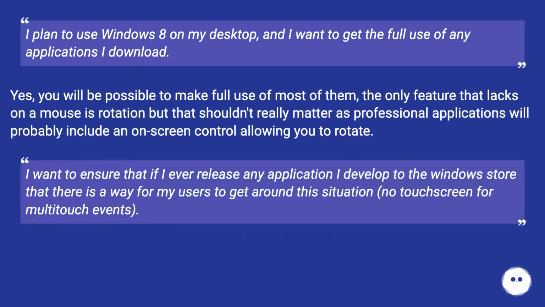I plan to use Windows 8 on my desktop, and I want to get the full use of any applications I download. Yes, it will be possible to make full use of most of them. The only feature that lacks on a mouse is rotation, but that shouldn't really matter as professional applications will probably include an on-screen control allowing you to rotate. I want to ensure that if I ever release any application I develop to the Windows Store, there is a way for my users to get around this situation. No touch screen for multi-touch events.